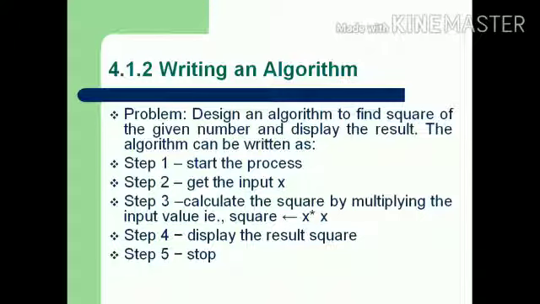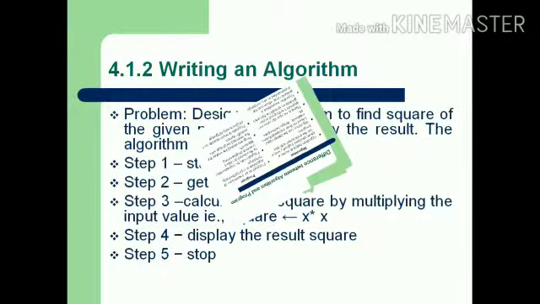So in this simple example, we are able to understand how to write an algorithm. First, we have to define the input. Number two, we should know the process. Number three, output. After getting the output, we should terminate or stop the algorithm.